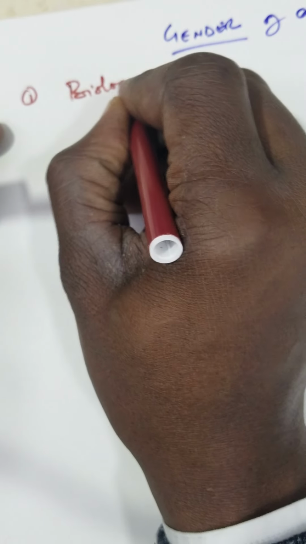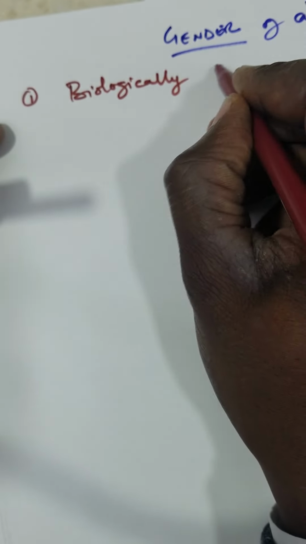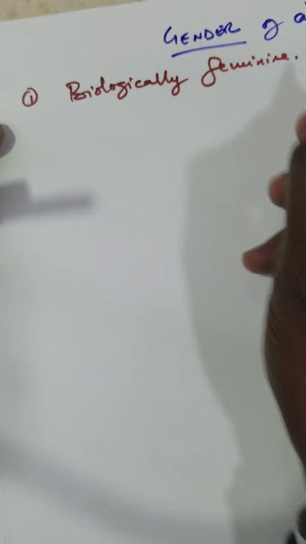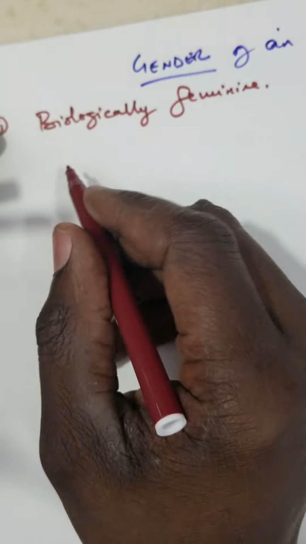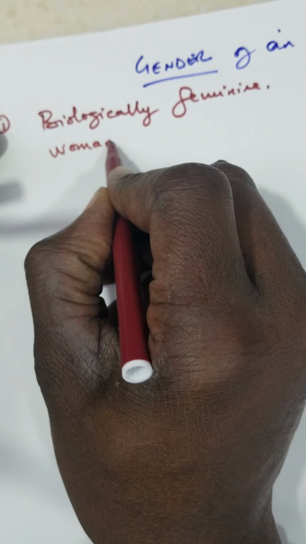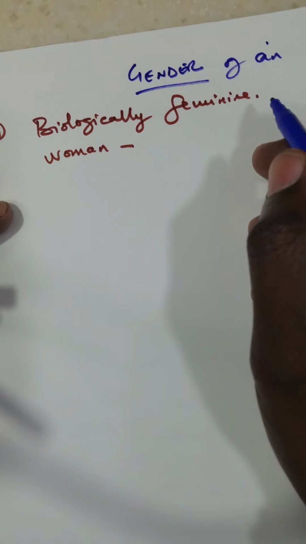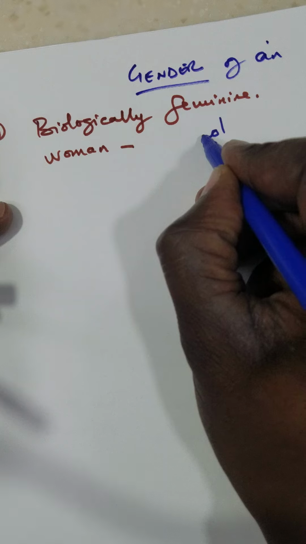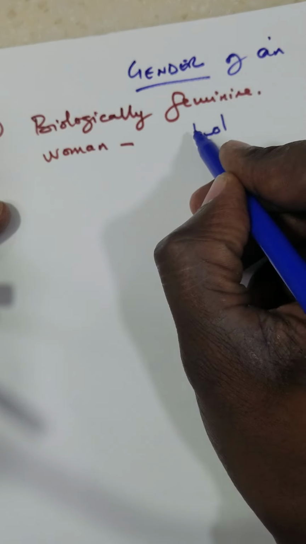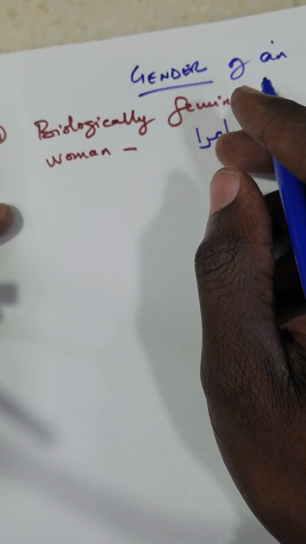There are some words that are biologically feminine. For example, if I want to say woman, if you're talking about a woman, who is a woman in Arabic? I think it's imra'a.